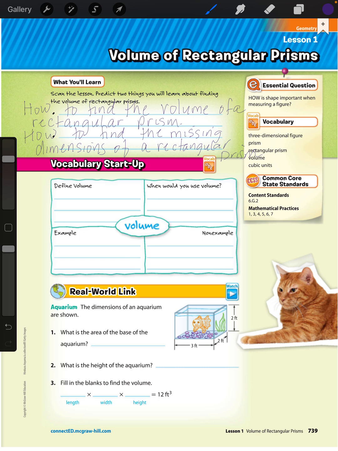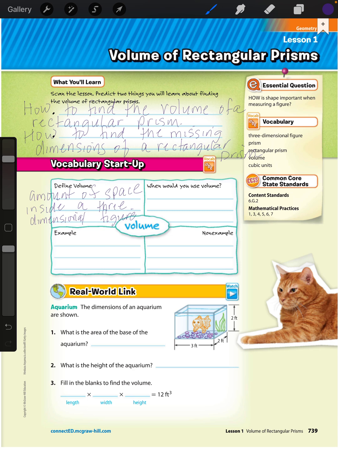Vocabulary, define volume. Well, the volume is the amount of space inside a 3-dimensional figure. So the amount of space inside a 3-dimensional figure.